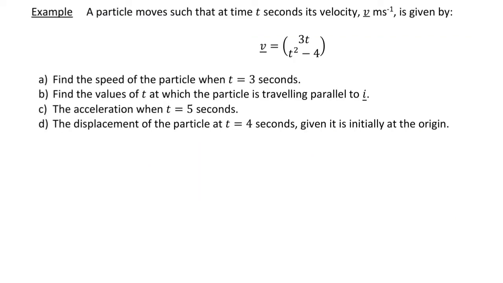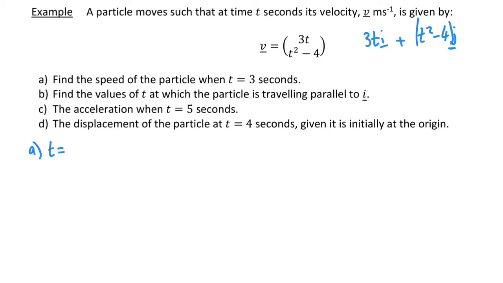So in this example, we've got a particle that moves such that at time t seconds, its velocity v is given by v equals 3t i plus t squared minus 4 j. Remember, another way we could have that is 3t i plus t squared minus 4 j. Find the speed of the particle when t equals 3. So that's speed, not velocity, but we need to work out the velocity first of all.